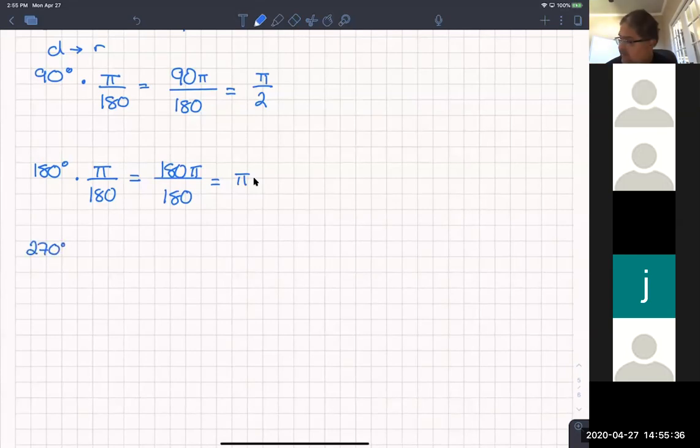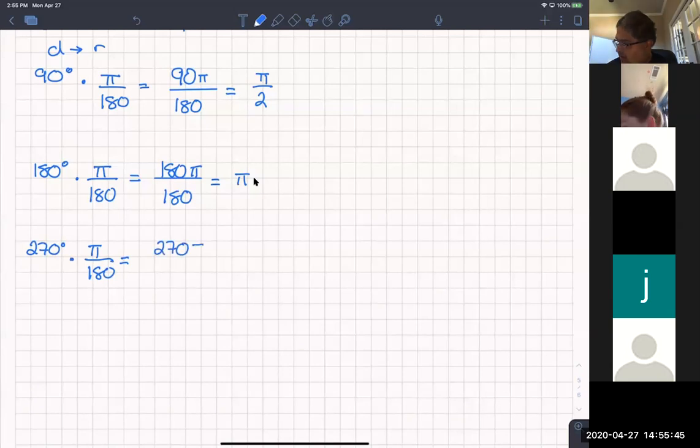270 degrees, do the same math. So 270 pi over 180 can be reduced to 27 pi over 18, which can be further reduced because they both are a multiple of 9. So we can factor out a 9 and we get 3 pi over 2. Okay. Last one I want to do is 360 degrees.